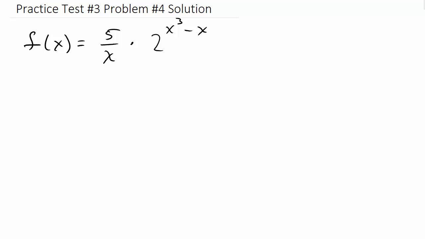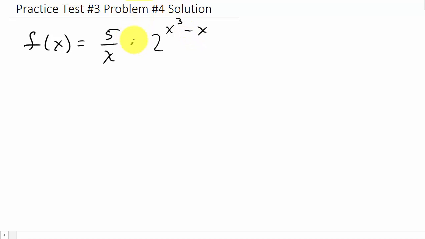Alright, so in this video we're going to look at practice test number 3 on derivatives, and this is the solution to problem number 4. So we have f of x equals 5 over x times 2 raised to the x cubed minus x. So you can see here we have two functions. We've got the 5 over x and then 2 raised to the x cubed minus x. So this will require us to do the product rule.